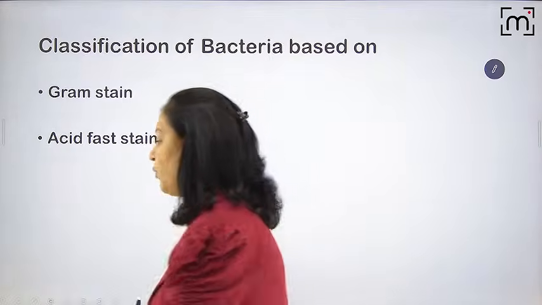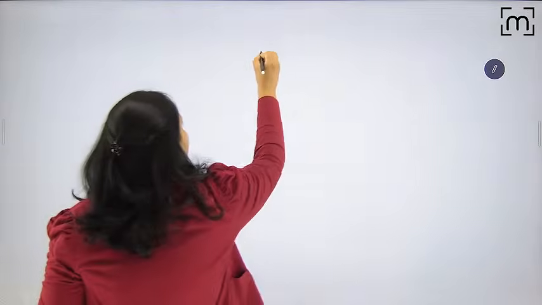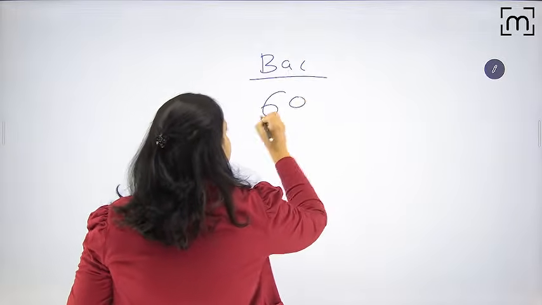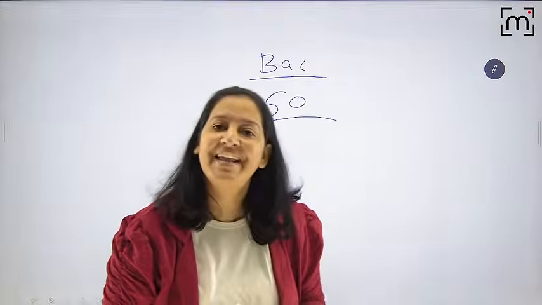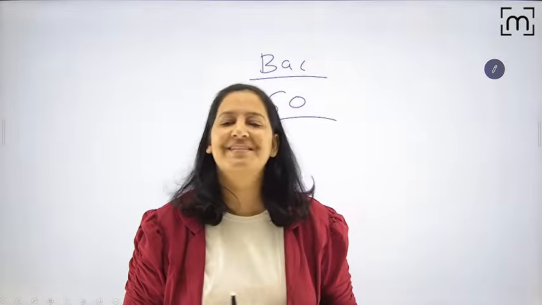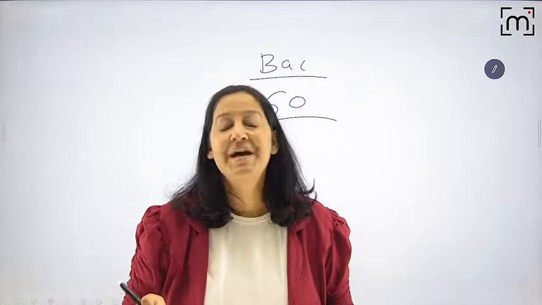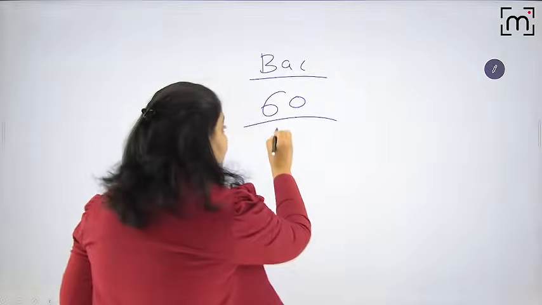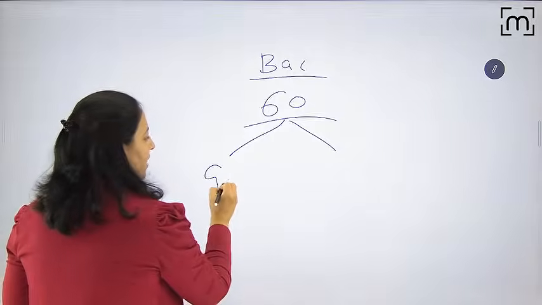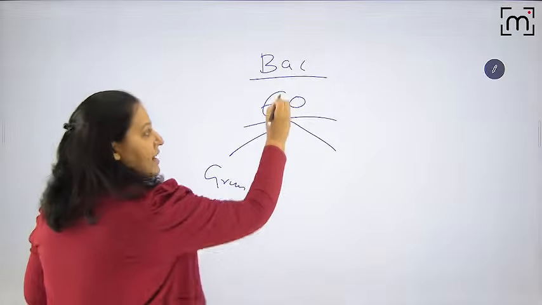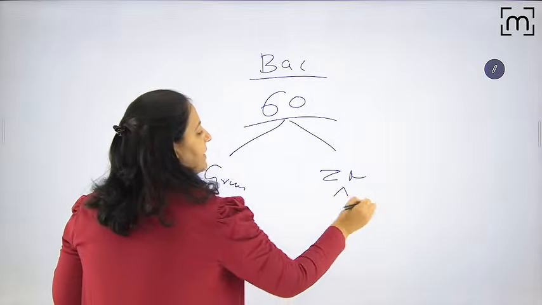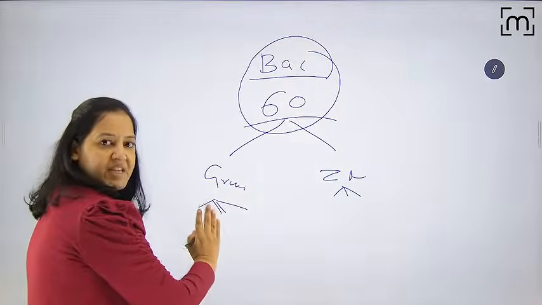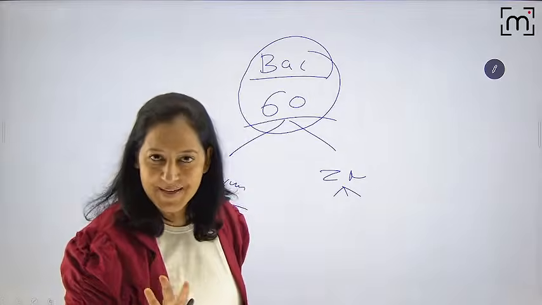People, wait. What am I telling you? How many bacteria are in our syllabus? There are nearly 60 medically important bacteria. I'm not saying there are a total of 60 bacteria. There are thousands of bacteria, but out of them 60 are medically important and in our syllabus. I will classify the same 60 bacteria according to Gram stain, and the same 60 bacteria based on ZN stain. The bacteria are the same. You got my concept? Yes.